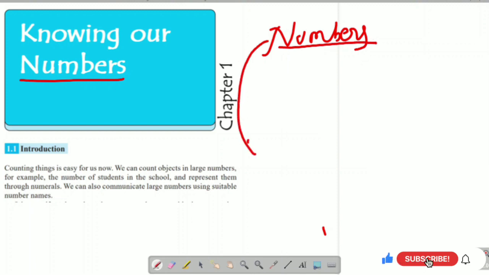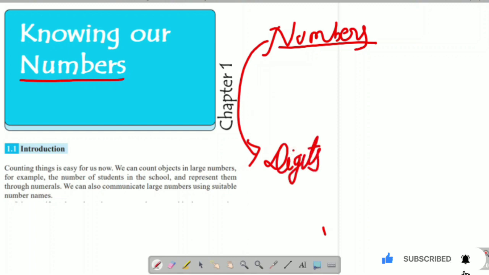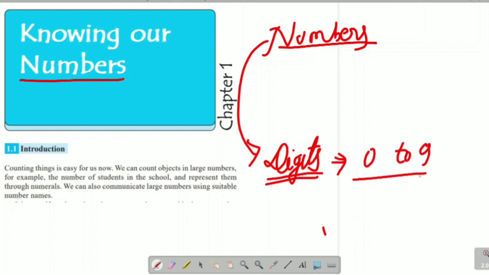Before knowing that, we have to understand what digits are. It's very simple. From 0 to 9, these are called digits. In our counting, 0 to 9, these are digits. In another way you can say digits are the single symbols which form numbers. Clear? And now let's understand what numbers are.